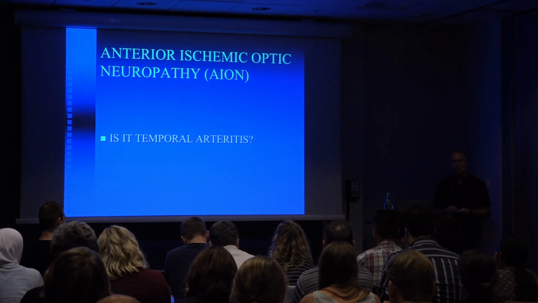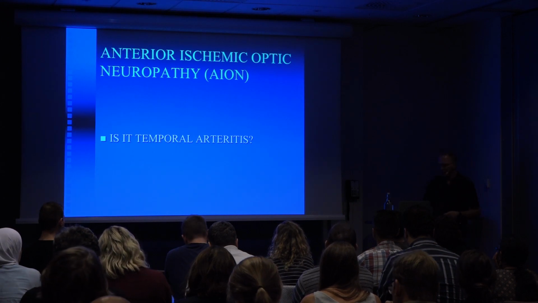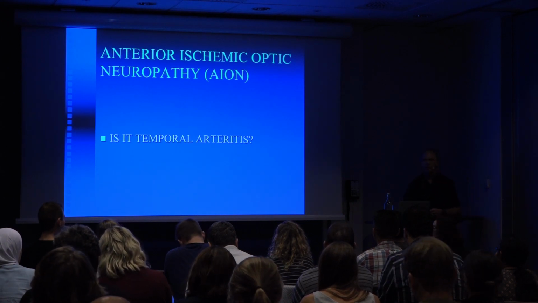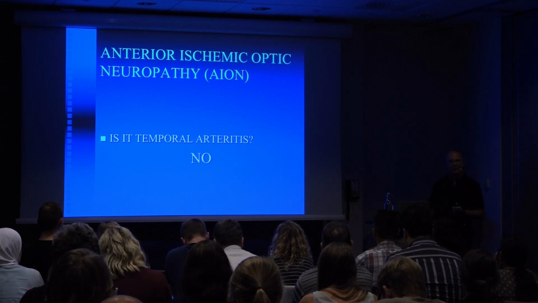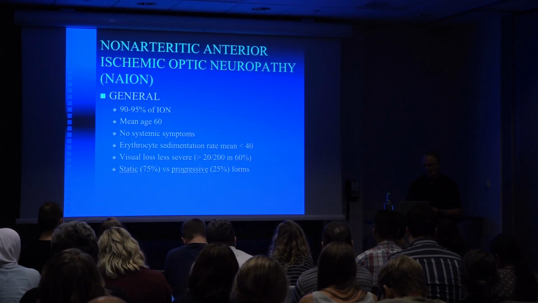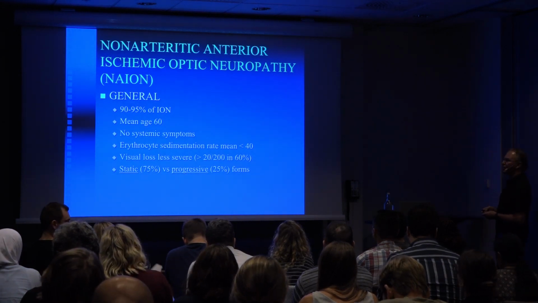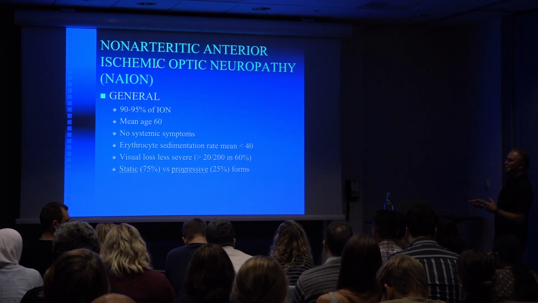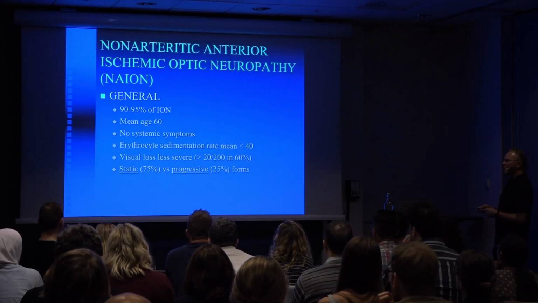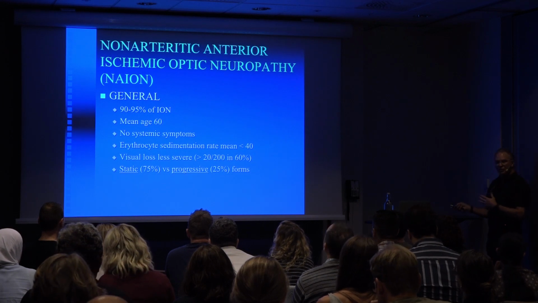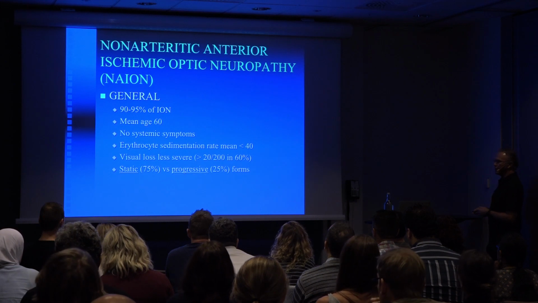So question number one is, when you see this scenario, is it temporal arteritis? And you just heard several minutes about giant cell arteritis, I think. So this is the case where it's not giant cell arteritis. That's about 90 to 95% of ischemic optic neuropathy, and the mean age is lower. So it's roughly the age of 60 or so is the average. Usually no systemic symptoms, and the sedimentation rate is in the lower range. The visual loss is less severe than giant cell arteritis.